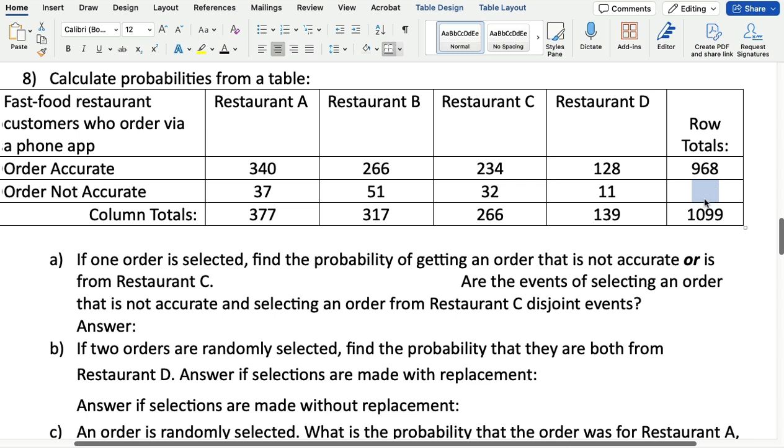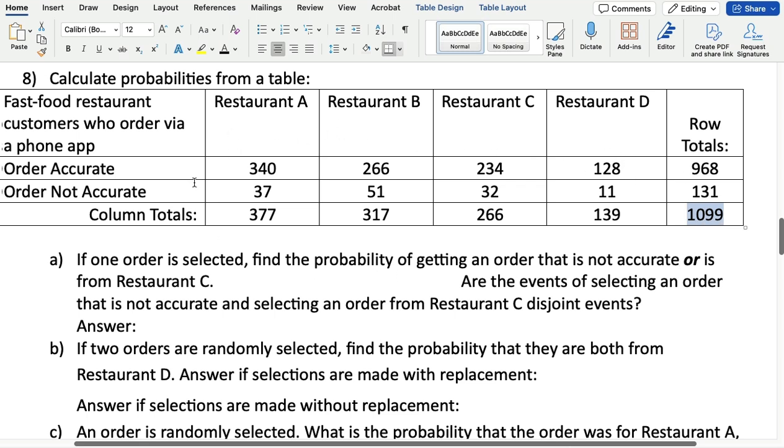So you can check your math by making sure that if you add up these four numbers, you should get this number here, which is 131. So you can double check that math yourself. Just pause the video if you want and just go ahead and add up 37 plus 51 plus 32 plus 11. See if you get 131. And then double check to make sure that 968 plus 131 is in fact 1099, which is all of the orders that we were looking at. Okay, so that completes the table.